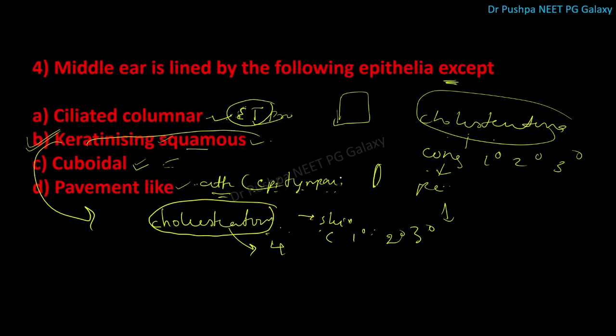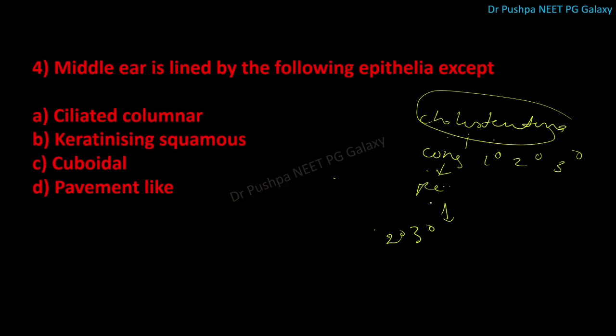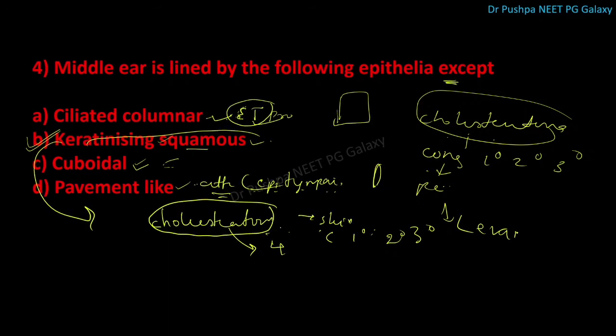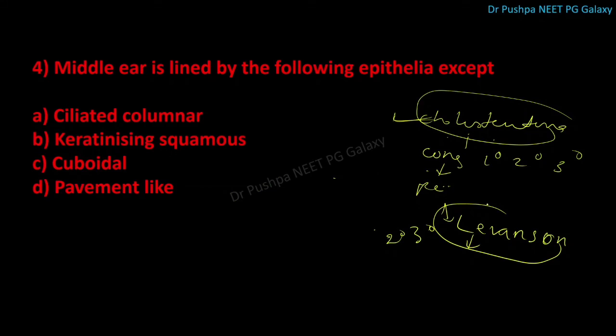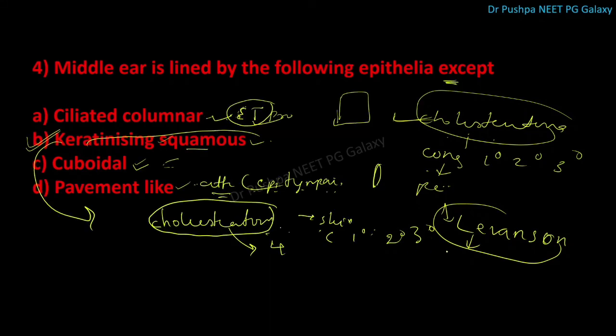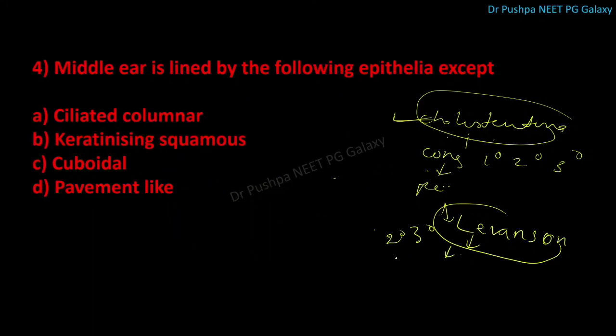The important criteria that will come is Levinson criteria. So what are the features of this criteria? These features are present in congenital cholesteatoma. This is the very important question. The congenital cholesteatoma is a very important topic. So what does this criteria include? First one is there will be a pearly white mass present behind the intact tympanic membrane.